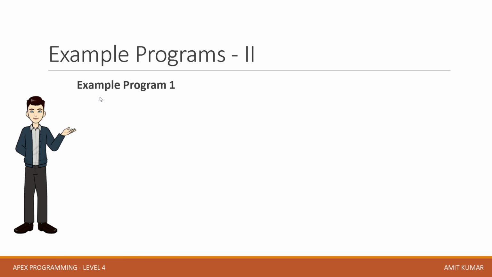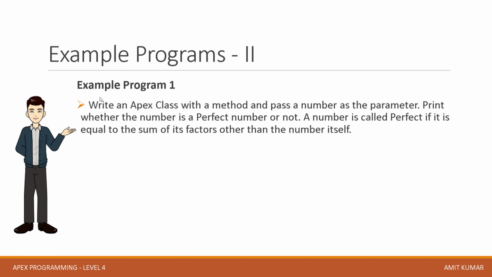So example program 1. Write an Apex class with a method and pass a number as the parameter. Print whether the number is a perfect number or not. Now a number is called perfect if it is equal to the sum of its factors other than the number itself. For example, 6 is a perfect number.